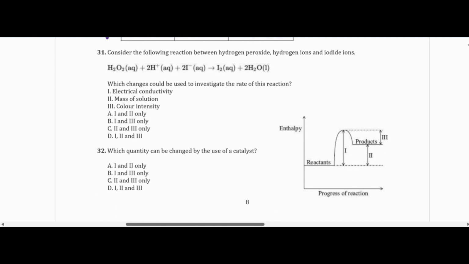31. Consider the following reaction between hydrogen peroxide, hydrogen ions, and iodide ions. Which changes could be used to investigate the rate of this reaction? Electrical conductivity. Yes, we have ions. Mass of solution. No, not really. Color intensity. There's iodine in there. Whenever there's iodine, you can measure a color change, or in this case, color intensity. 1 and 3, that would be B.